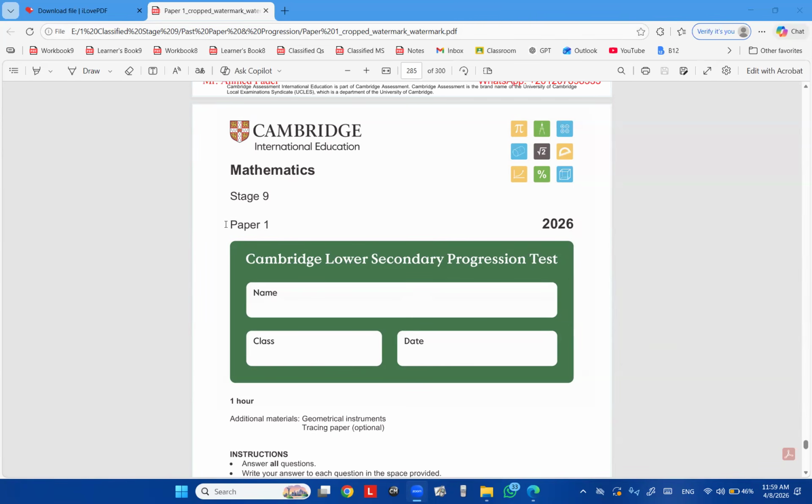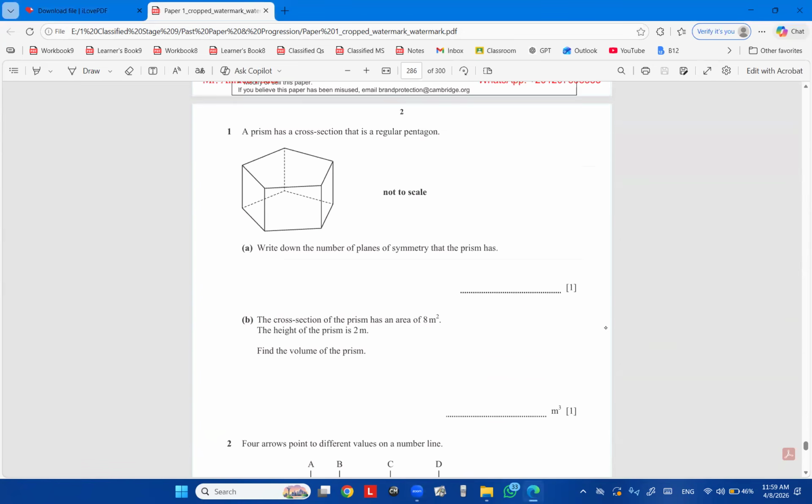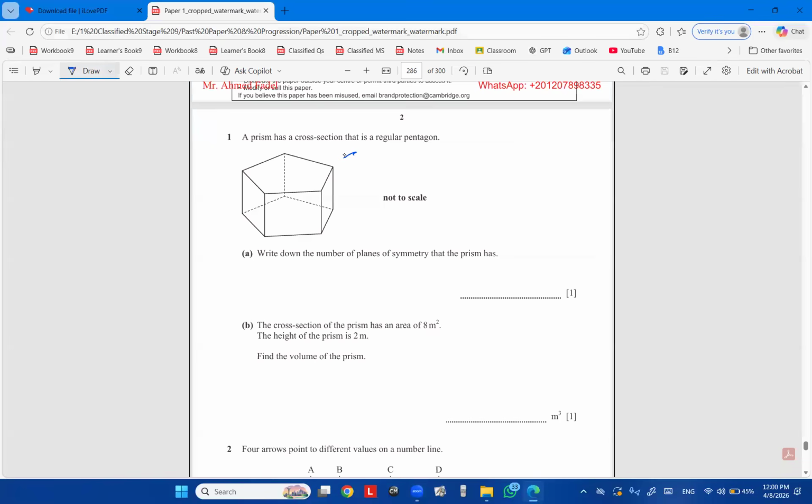In today's video, we are going to discuss Stage 9, Paper 1, 2026, which is the progression test. All right, the first question says a prism has a cross-section that is a regular pentagon. Write down the number of planes of symmetry. Since the cross-section is a pentagon, I can definitely have five planes of symmetry. So I'm going to write five planes of symmetry, but this is not the final answer.